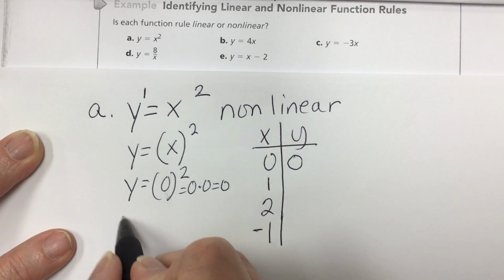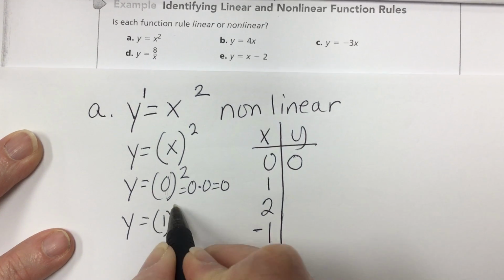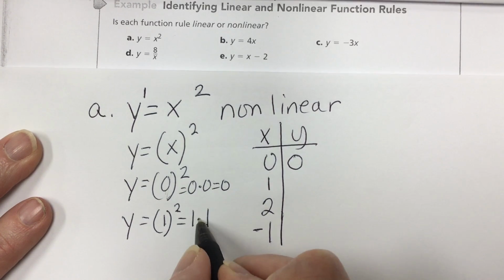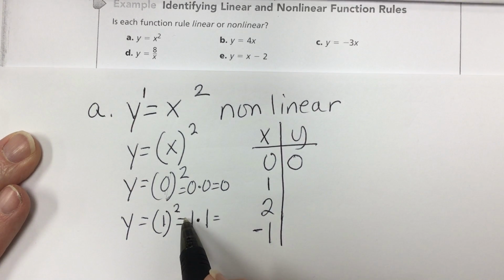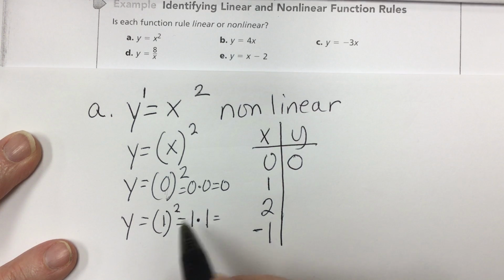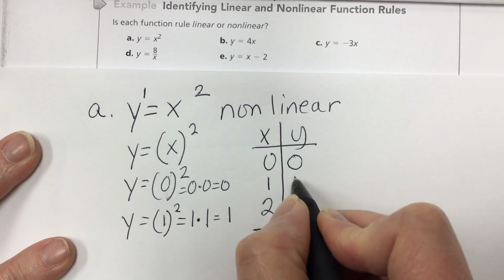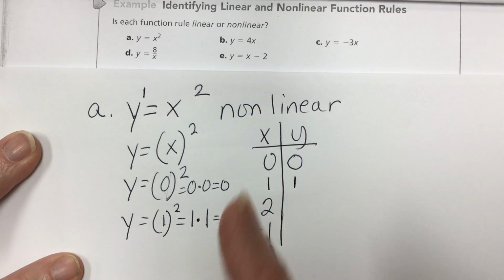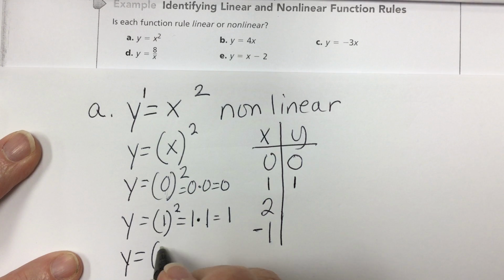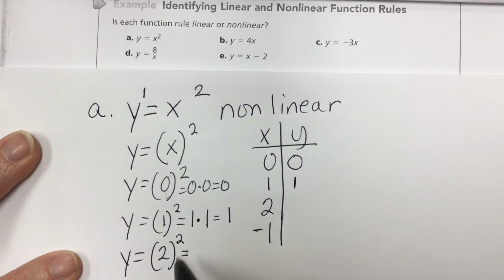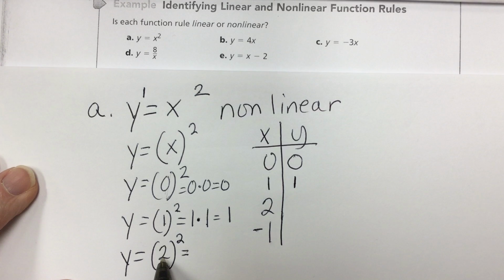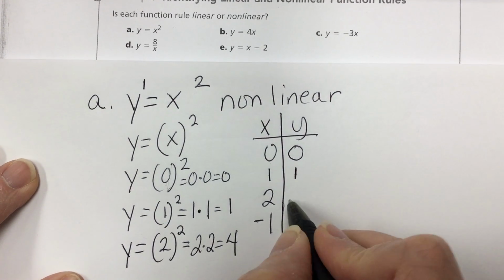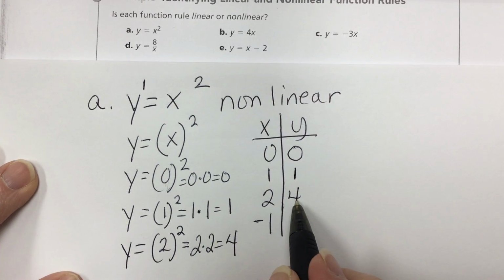Let's plug in 1. y equals 1 squared. Well, 1 squared means positive 1 times 1. When you square a number, you're multiplying it times itself. So 1 times 1 gives you 1. Therefore, when x is 1, y is 1. Let's plug in 2. Put parentheses around that: 2 squared. That means you're squaring both the number and the sign. This means 2 times 2 gives you 4. So there I have the point (2, 4).